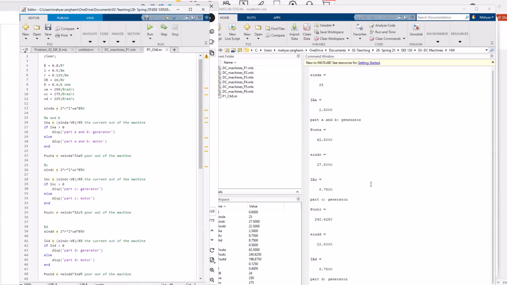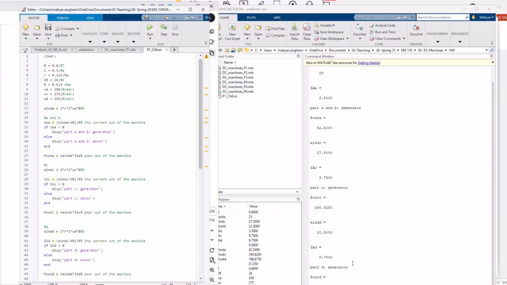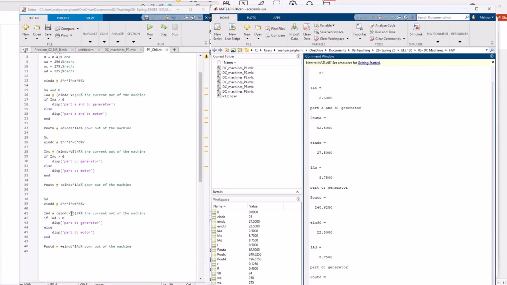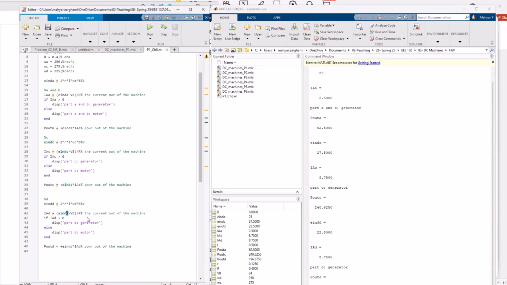I think, yeah. Part A, we were a generator. Part C, we are a generator. But in part D, how much is the voltage? 22. So I'm expecting the current to become negative, this is the induced D. In part D, we become a motor in this problem because we're reducing the speed.